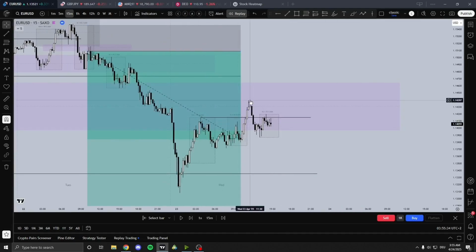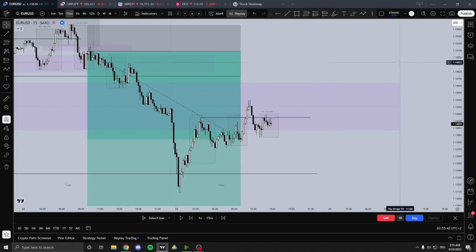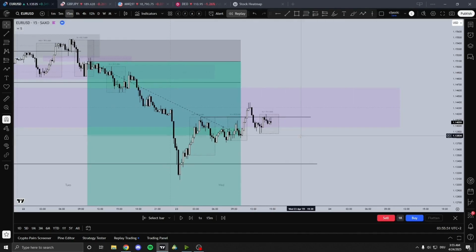Now, we swept the high, form again a balanced price range. So you could be shorting here. Again, stops above here. But in this case, I was waiting for news to pass because we had the manipulation in lunch and I did not really trust those lunch highs with news coming up. So I was waiting for post news.